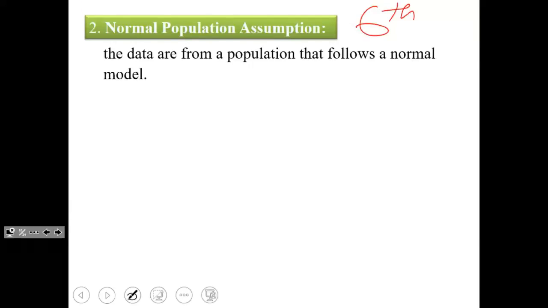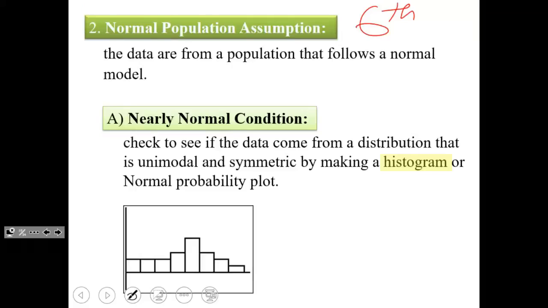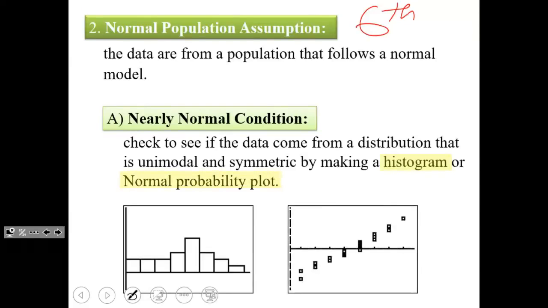Now, there are some times where you're going to be doing something where you kind of know the population is normal. But what we do is we use a nearly normal condition. If our data comes from a distribution that's unimodal and symmetric by making a histogram, or we can do the normal probability plot. We're going to go into how to do both of those. But a unimodal symmetrical distribution of a histogram, or as we said, the normal probability plot, which is one I personally prefer a lot of times, which simply looks like this. It's a nice linear collection of our data. And we'll go into how to make all these.